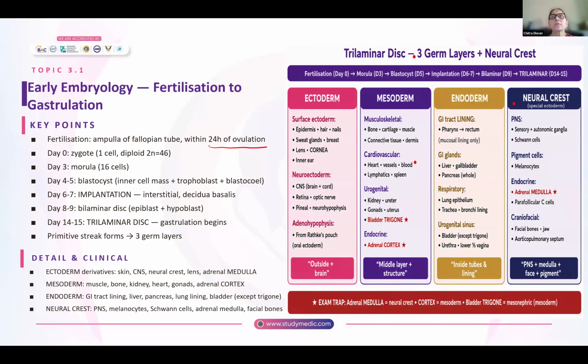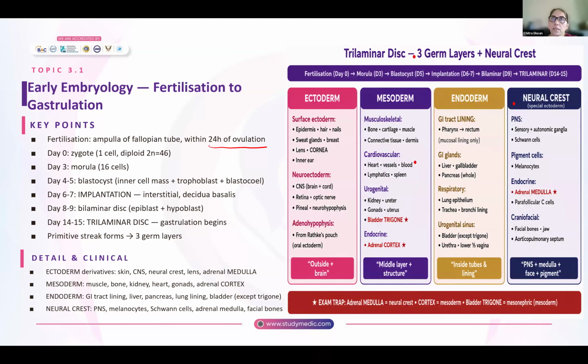Okay. Day 6 to 7, implantation occurs. By this time, this blastocyst is going on dividing. At this point of time, you have two layers of cells. It is a bilaminar disc. I am talking now about the inner cell mass, because this inner cell mass is the part which is going to develop into the fetus. So this is a bilaminar disc right now, and the types of cells that are there are the epiblast and the hypoblast.